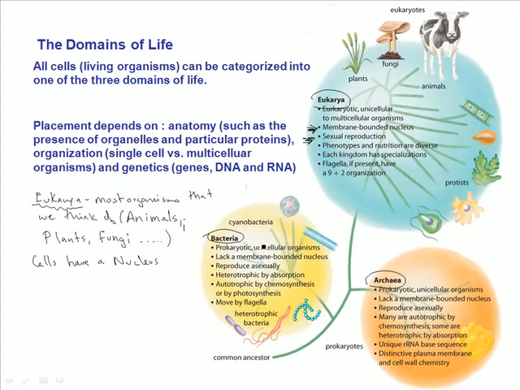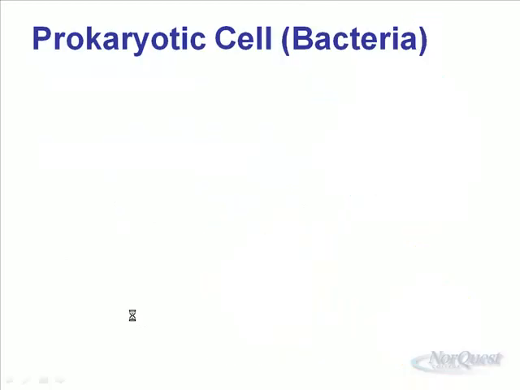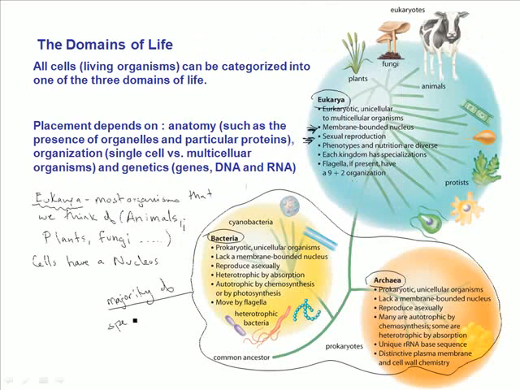The other two domains are much larger. These two domains make up the majority of species. So even though we don't really think about these things because they're microscopic and we don't see them very much, this is the majority of species. Or another way to look at it is this is actually the majority of living organisms.